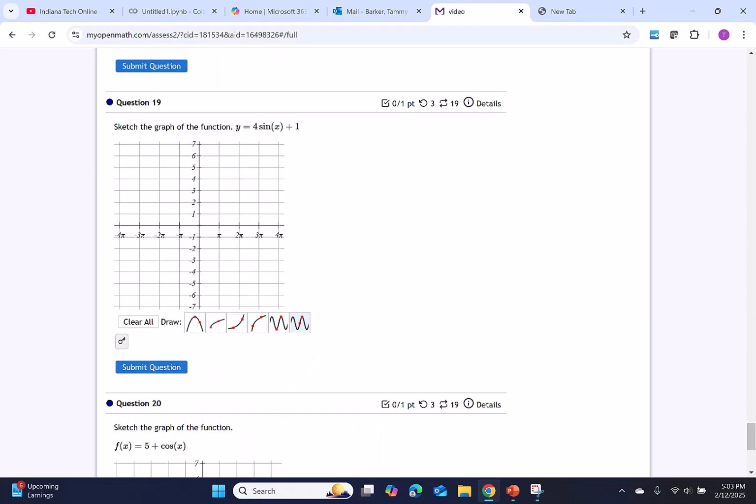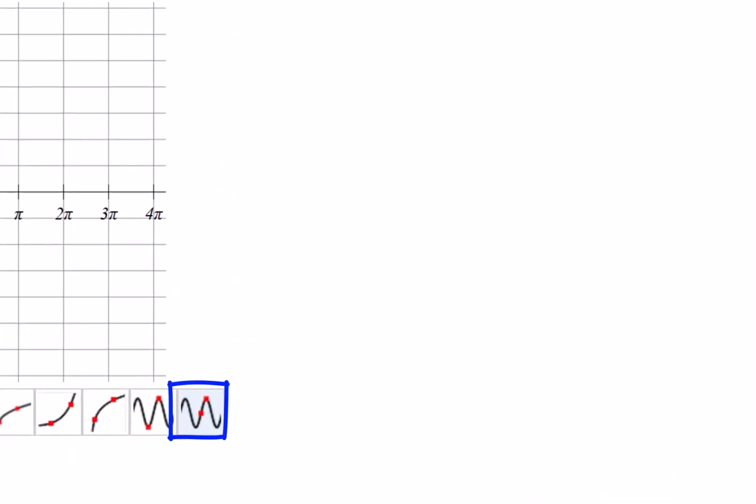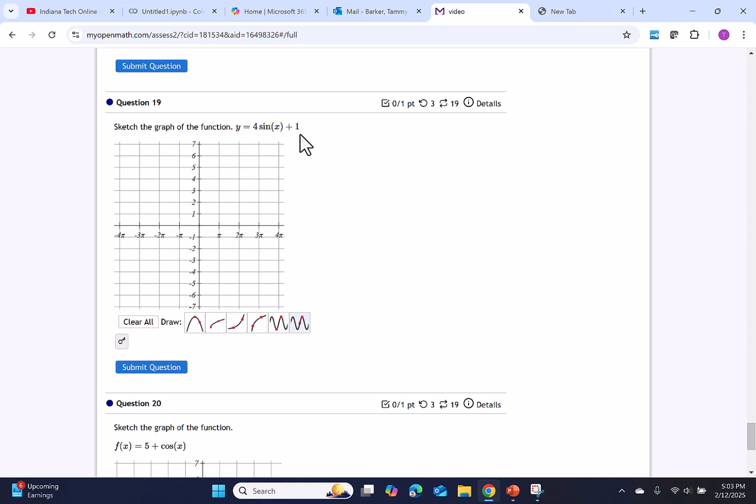So the first one says y is 4 sine of x plus 1. So I'm grabbing the graph on the end that has the dot in the middle that looks like it's 0, 0 because we have sine of x. I have this vertical transformation up 1, so my first point is going to go at 0, 1. Then I have an amplitude of 4, so I think add 4. So as I'm going up 4, I think 1 plus 4 is 5, so I make sure I'm up at 5.